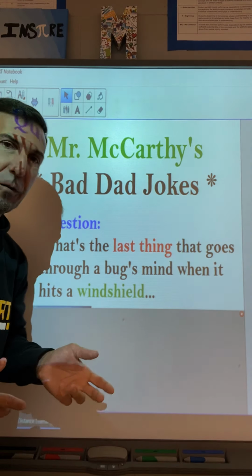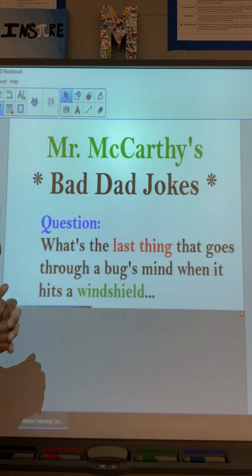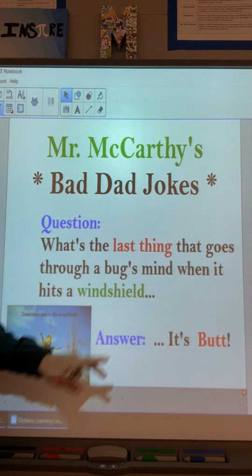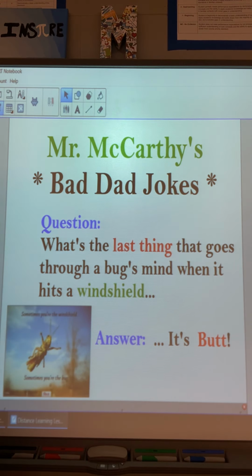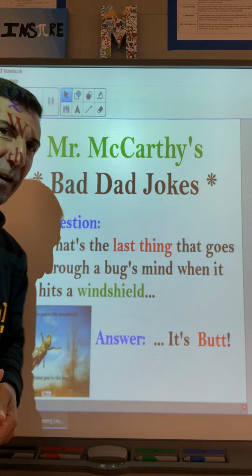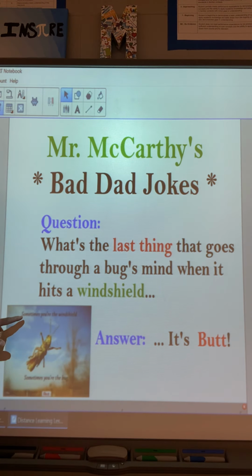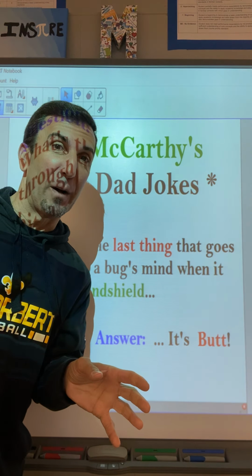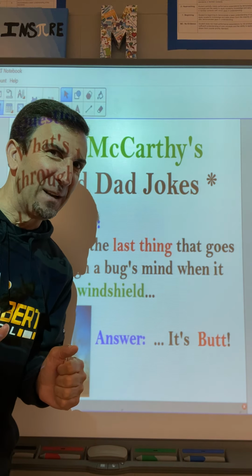Okay, we need a bad dad joke for the day, because obviously that always makes our day better. What's the last thing that goes through a bug's mind when it hits the windshield? It's butt. I know, that's really bad, but I thought it was really funny. And I like my little grasshopper here. It says, sometimes you're the windshield, sometimes you're the bug. Sorry for all you fans that love the Bug movie and that, but that needed to be done.